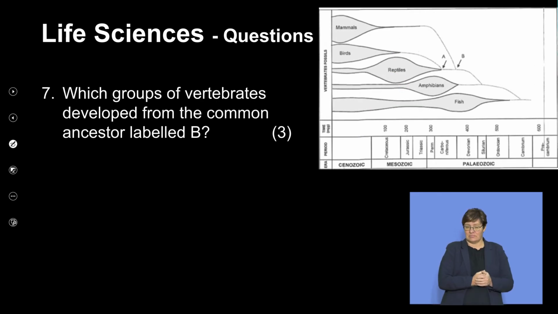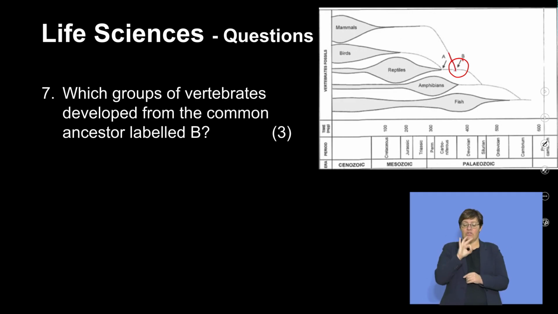Then, lastly, which groups of vertebrates developed from the common ancestor? Those lines linking the different groups together, they're referring to those common ancestors, like the fossils we talked about as transitional fossils. And from that common ancestor, there are three groups developing, namely mammals, birds, and reptiles.